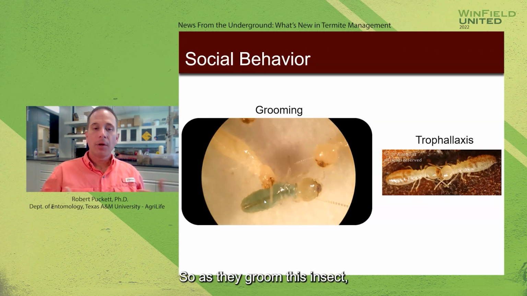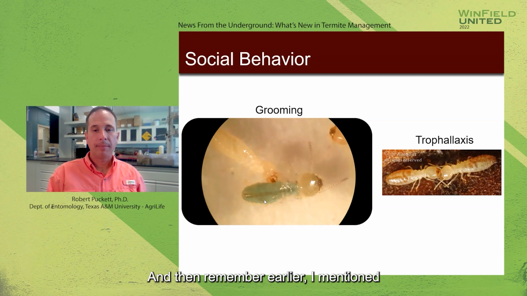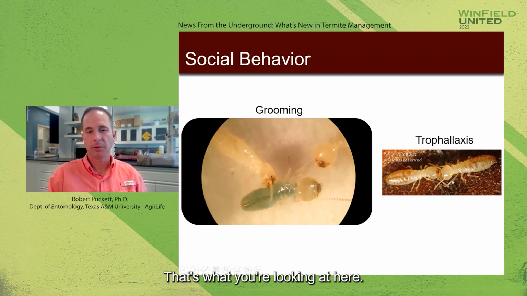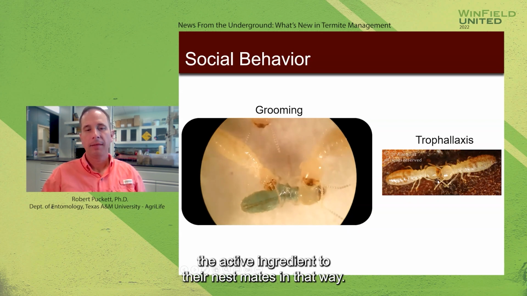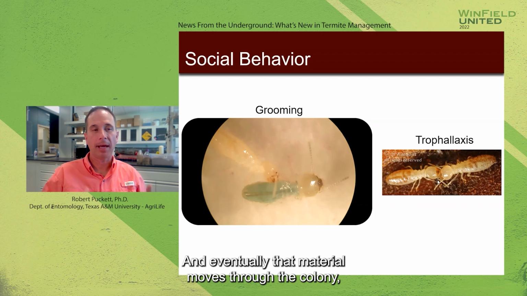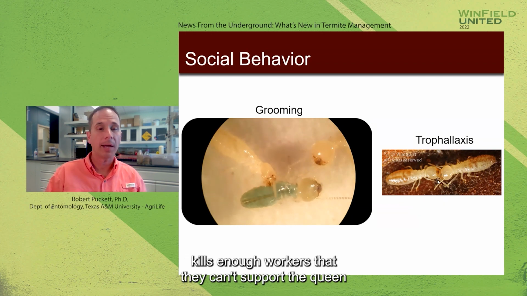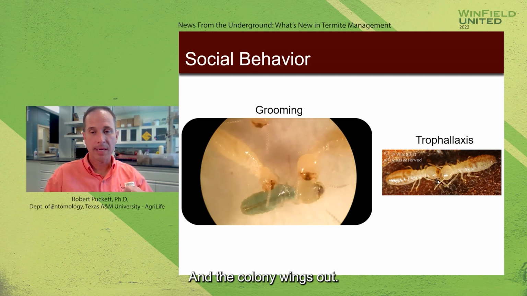So as they groom this insect, they're taking in molecules of insecticide. And then, remember earlier I mentioned they'll regurgitate their food resources for nest mates. That's what you're looking at here. They're feeding one another and passing along the active ingredient to their nest mates in that way. And eventually that material moves through the colony, kills enough workers that they can't support the queen, or potentially kills the queen herself, and the colony winks out.